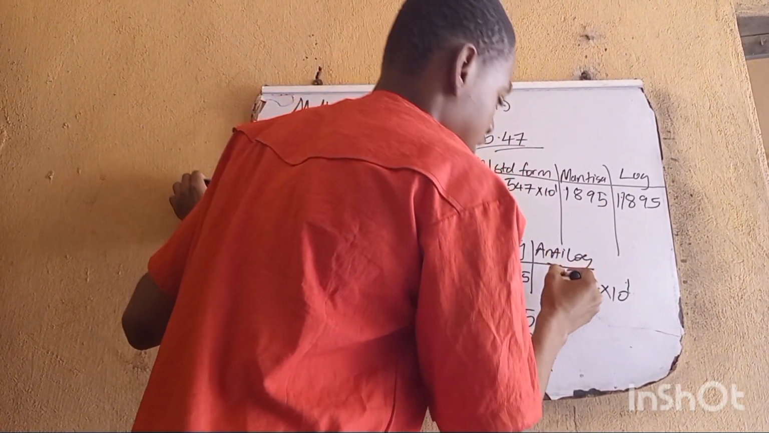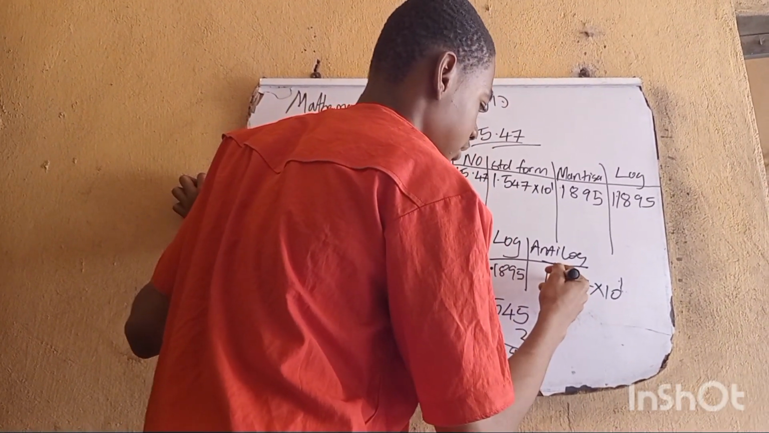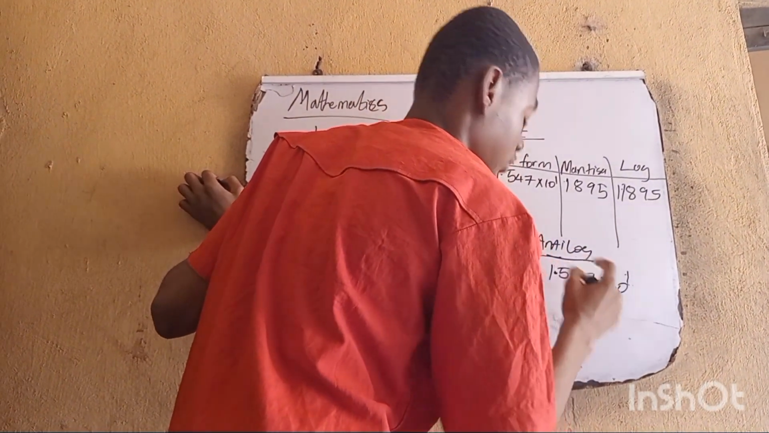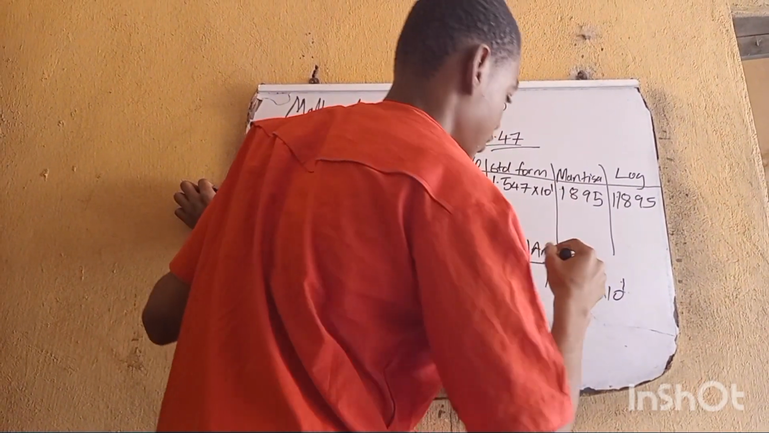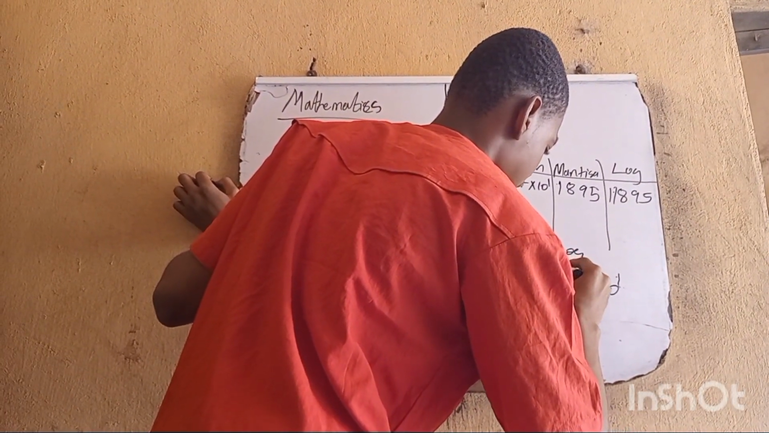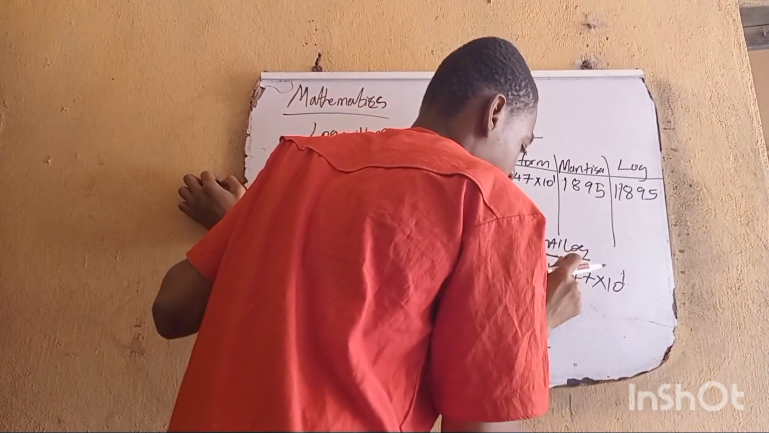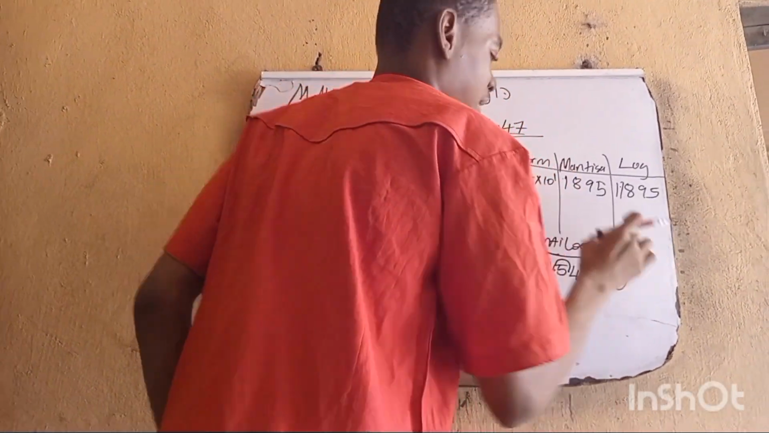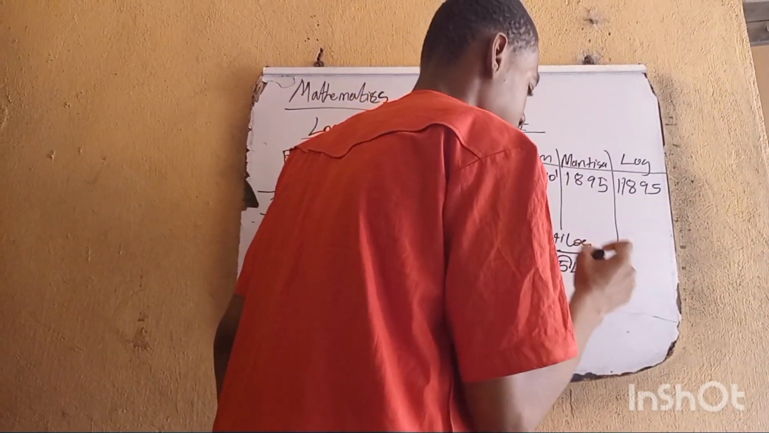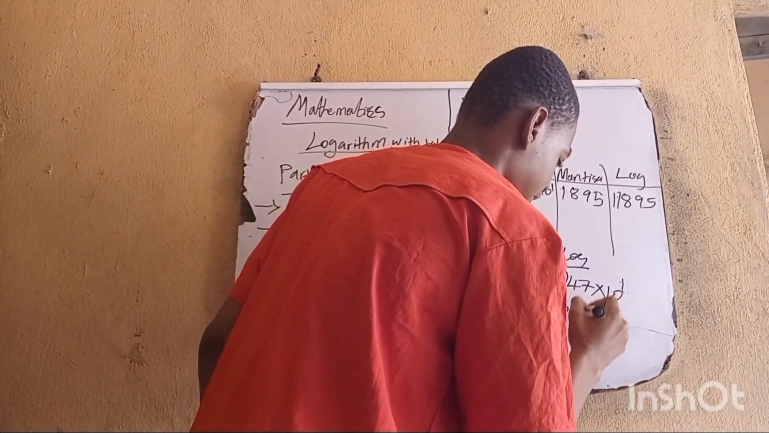Now, since the decimal point is here, you multiply this by 10 raised to the power of 1. Sorry, raised to the power of 1. The decimal point comes here because you're multiplying by 10 raised to the power of 1. 10 raised to the power of 1 is 10. So this multiplied by 10 will become 15.47.